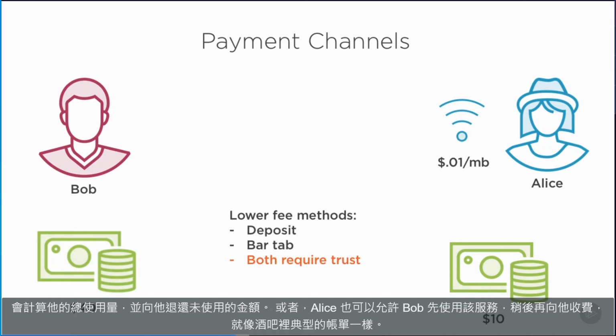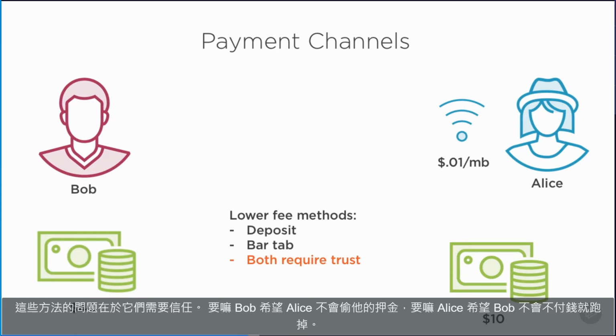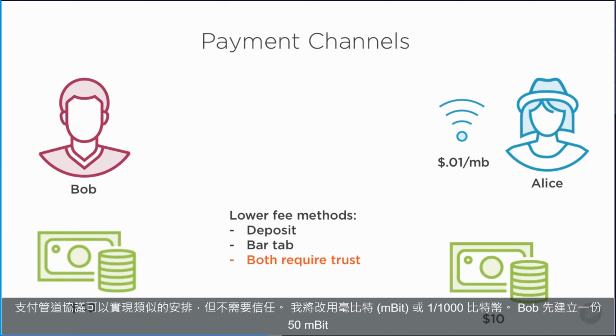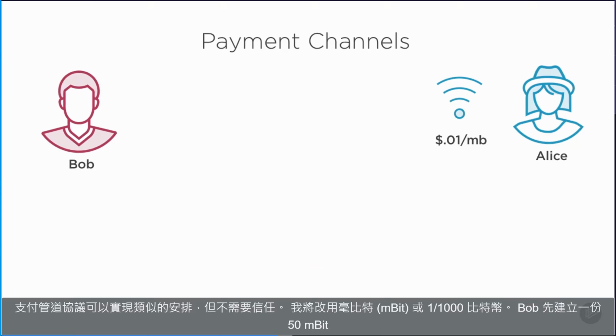Alternatively, Alice could allow Bob to just use the service and charge him later, like a typical tab at a bar. The problem with these methods is that they require trust. Either Bob hopes Alice doesn't steal his deposit, or Alice hopes Bob doesn't run off without paying. The payment channels protocol enables a similar arrangement, but without the trust requirement.